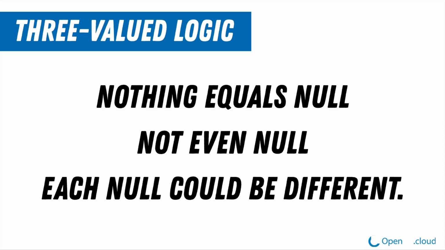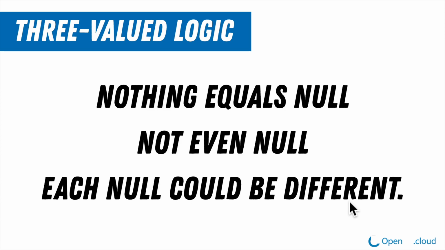Now, we also looked at null, and we said nothing equals null, not even null. Each null could be different. So if null is not equal to null, that means an unknown value is not equal to an unknown value. Null equals null is not true, not false, it is null. SQL will reject that statement. It will say, I don't know this. And that is what is important here.